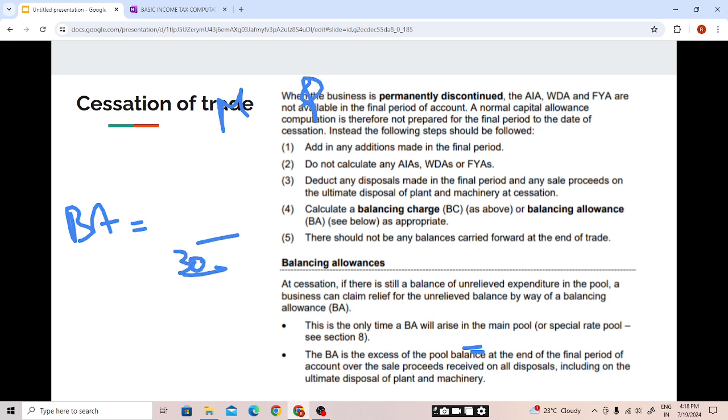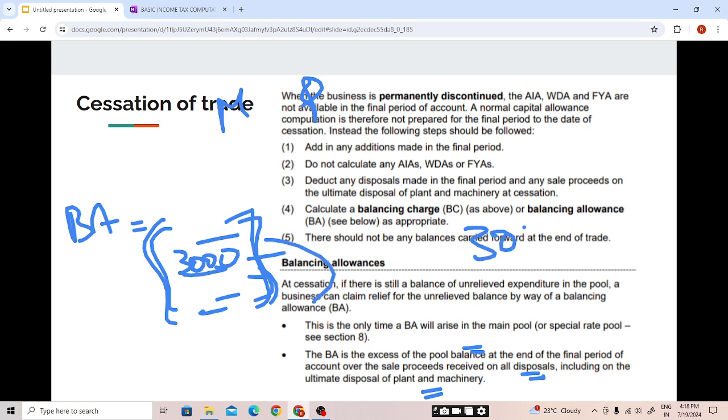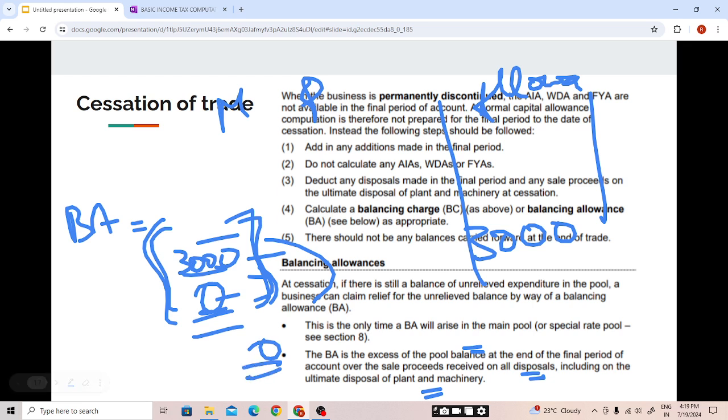So this 3,000, the balancing allowance, is the excess of the pool at the end of the final period of account over the sale proceeds received on all disposals. After all disposals, we also have a further amount. If it is minus, it will be a balancing charge. If it is positive, it is a balancing allowance, including on the ultimate disposal of the plant and machinery. So this whole 3,000 we can claim as balancing allowance. So the figure must be 0, students.